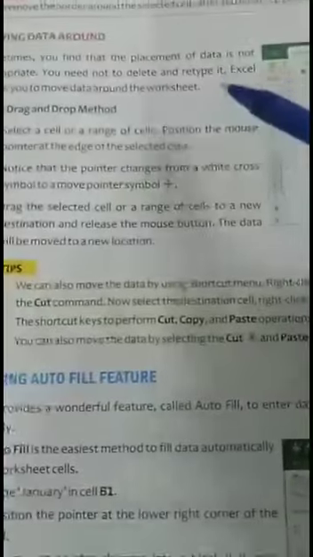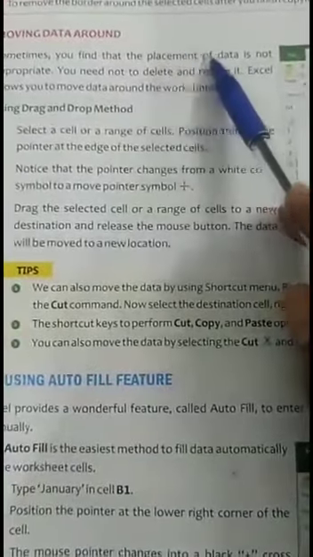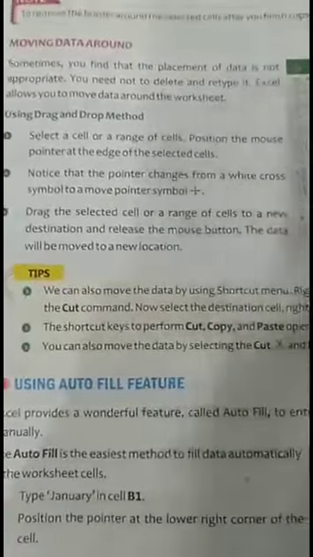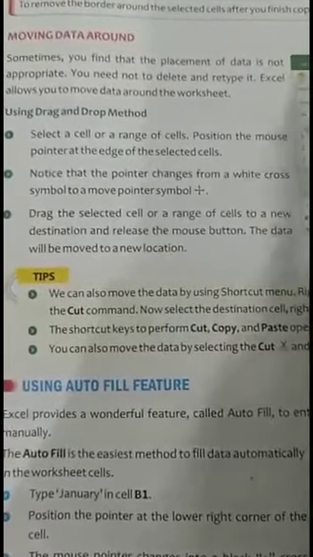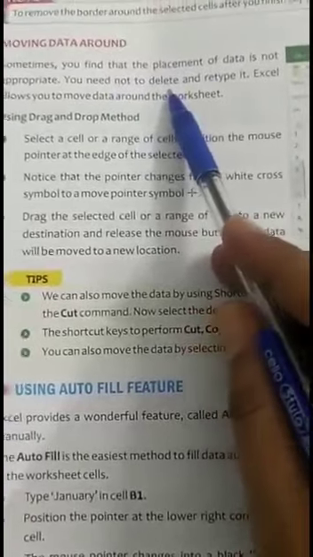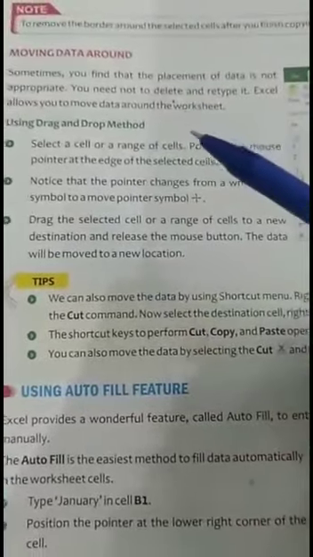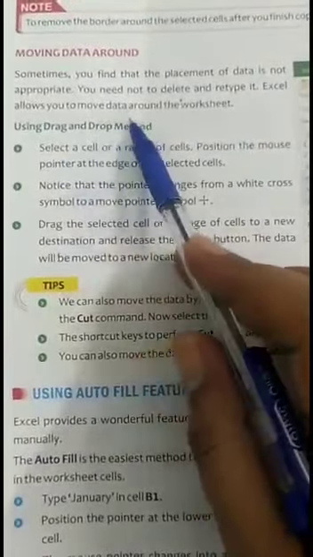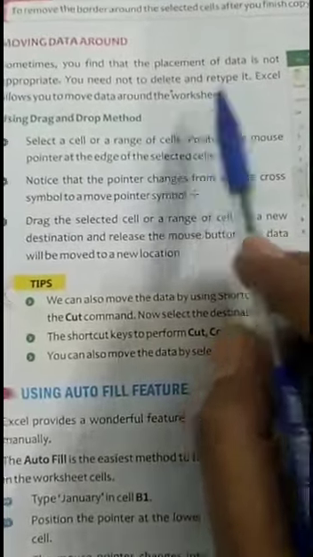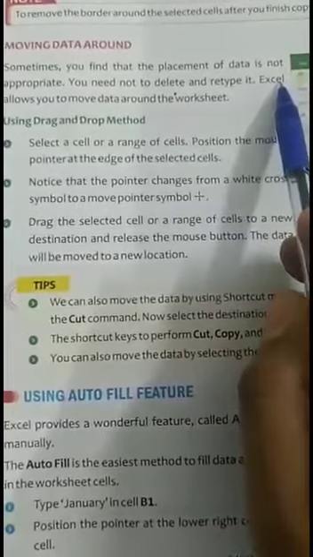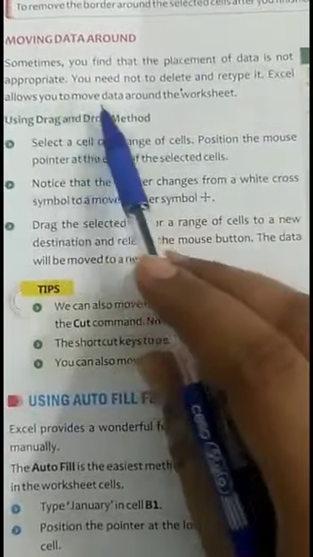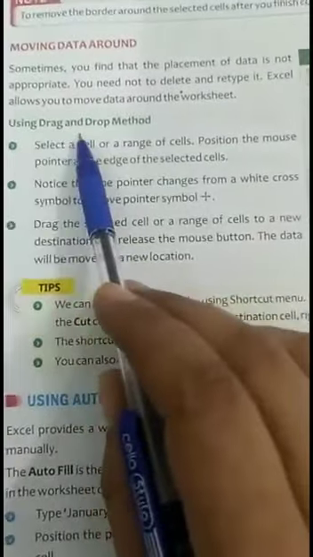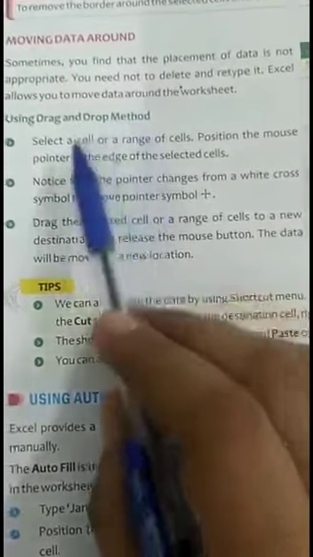Sometimes when you enter the data in a worksheet, you find out that the data has not been placed at its proper place and it is inappropriate. So you need to delete that data and then again retype it at its correct position. Excel allows you to move data around the worksheet using the drag and drop method.